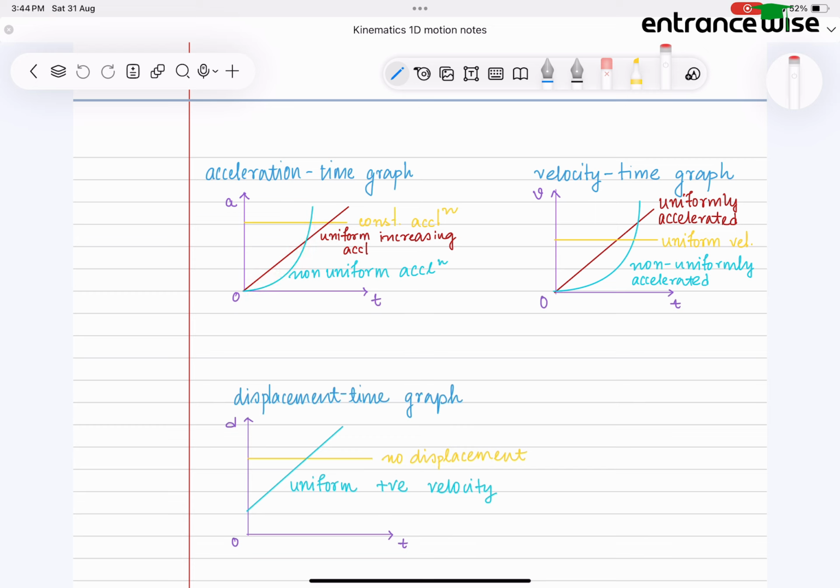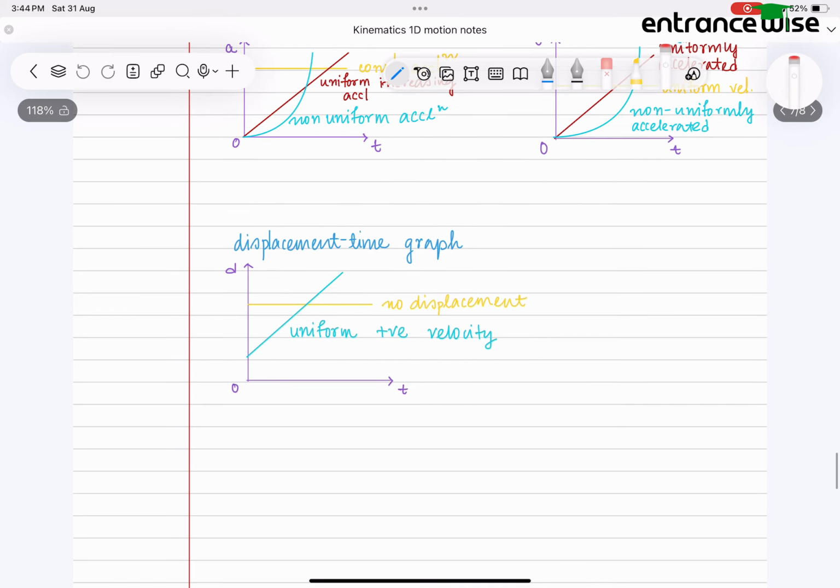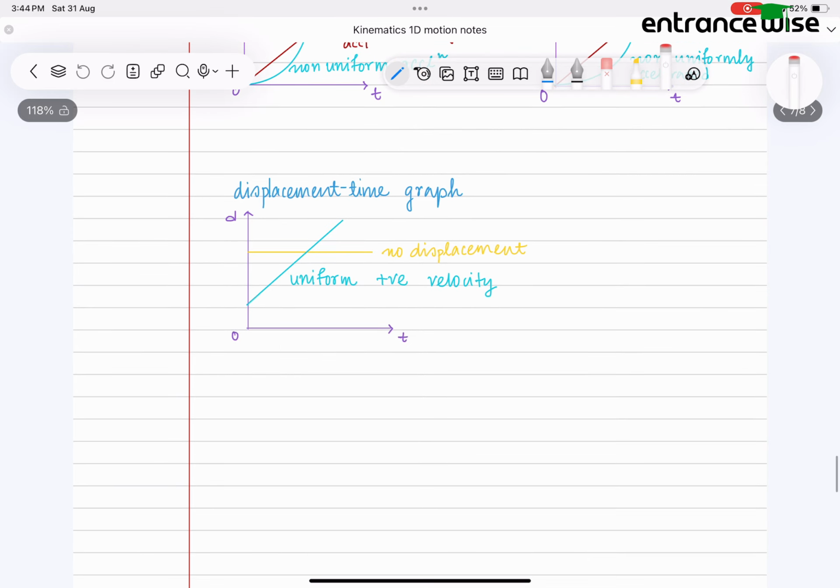For velocity time graph, this is uniform velocity. This is for non-uniformly accelerated. This is uniformly accelerated. For displacement time graph, here there is no displacement as the time passes by but the distance doesn't change. And this is uniform positive velocity.